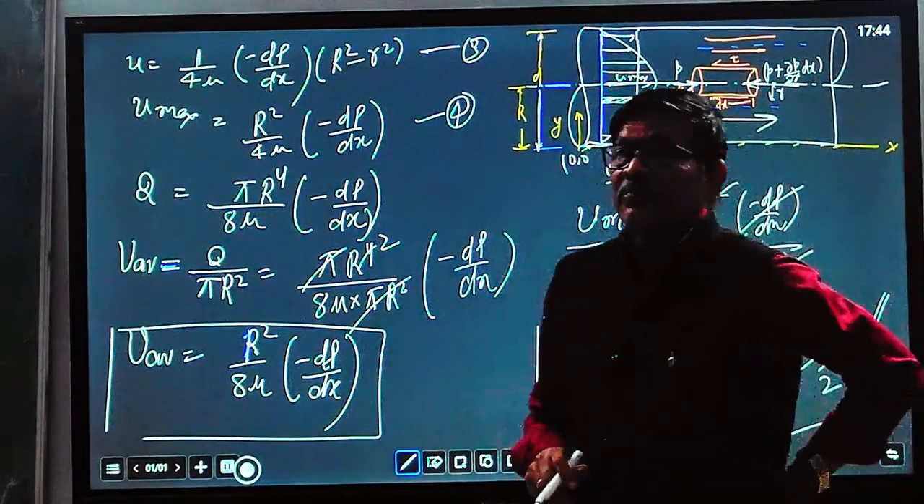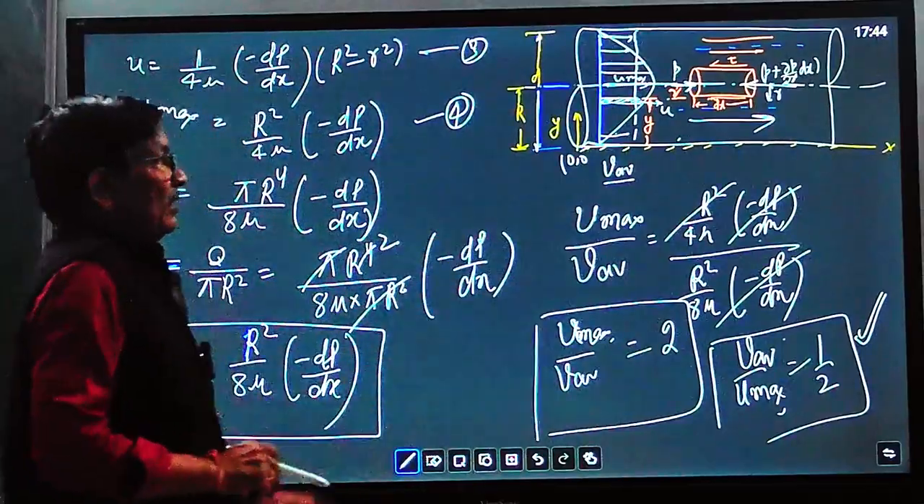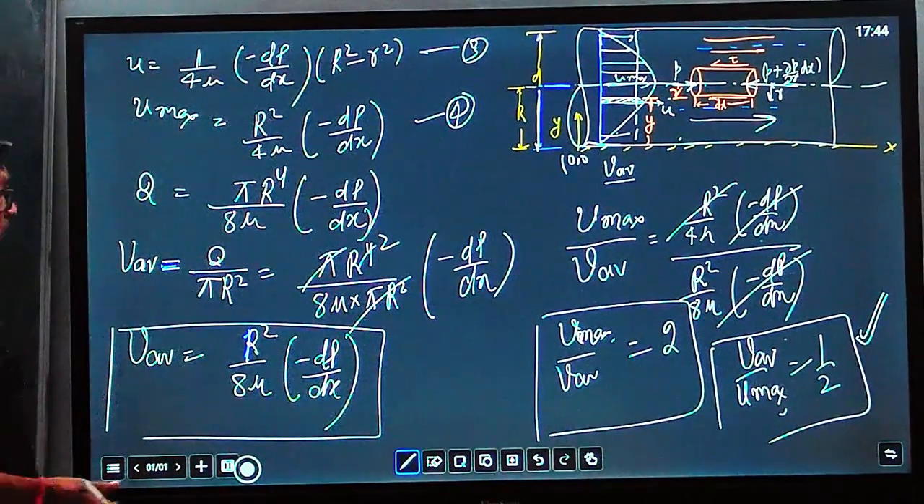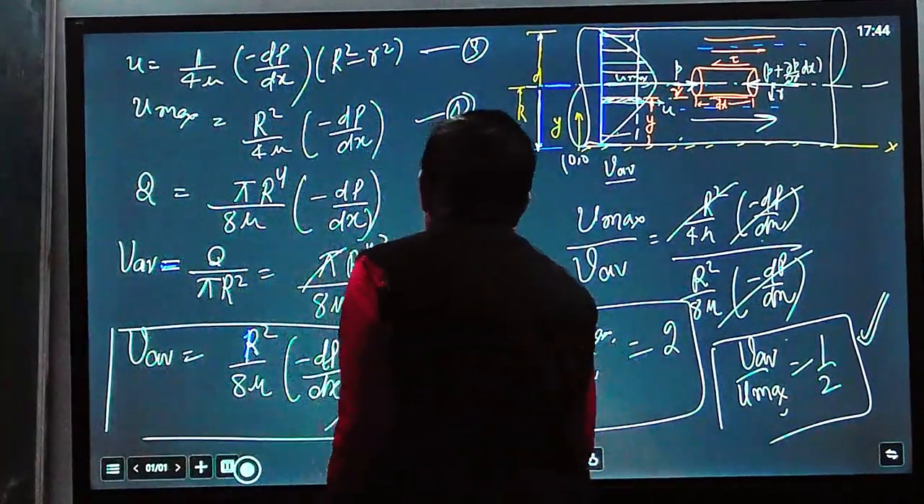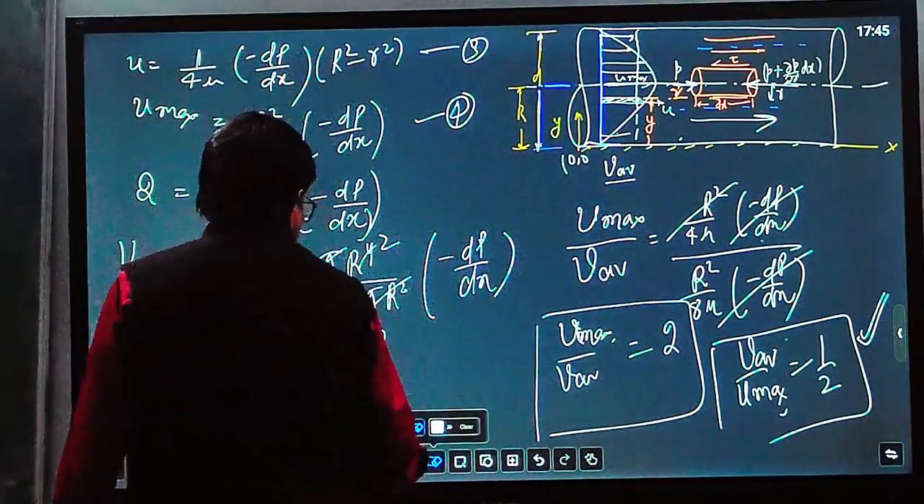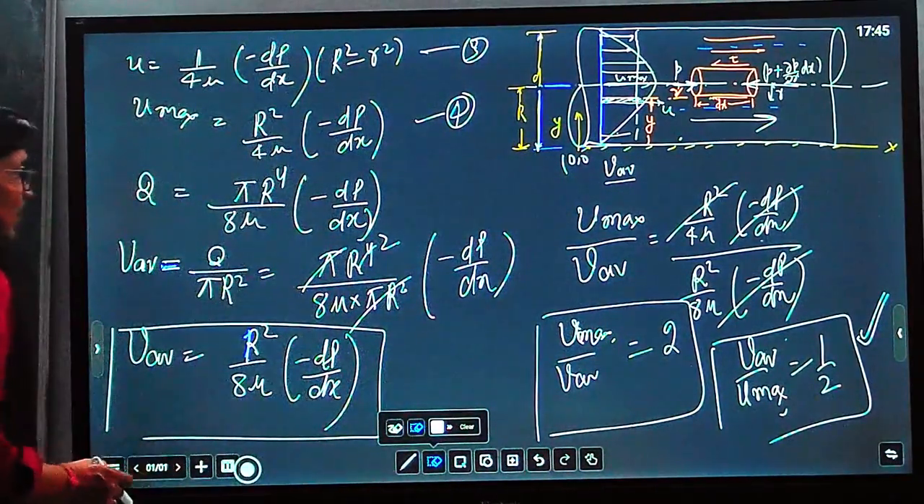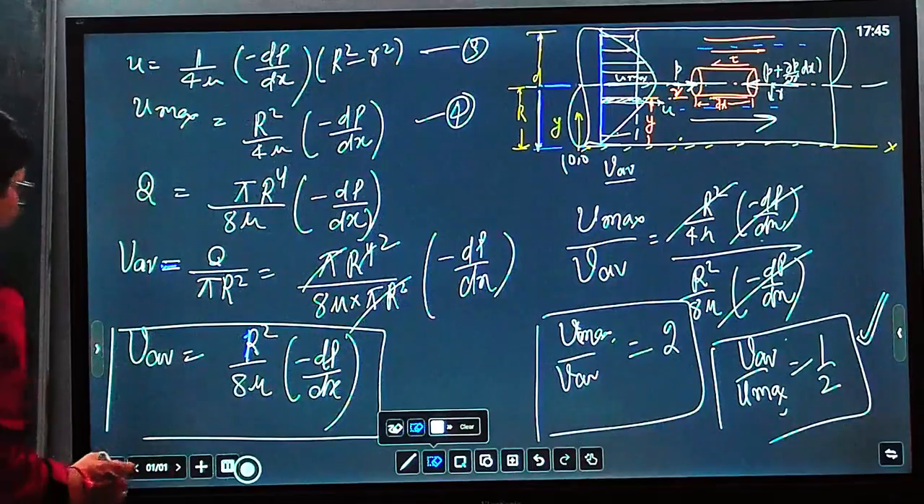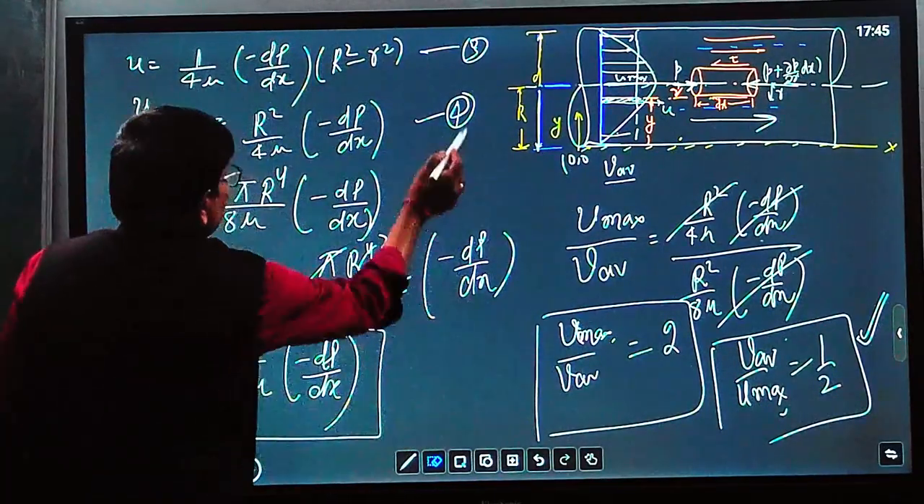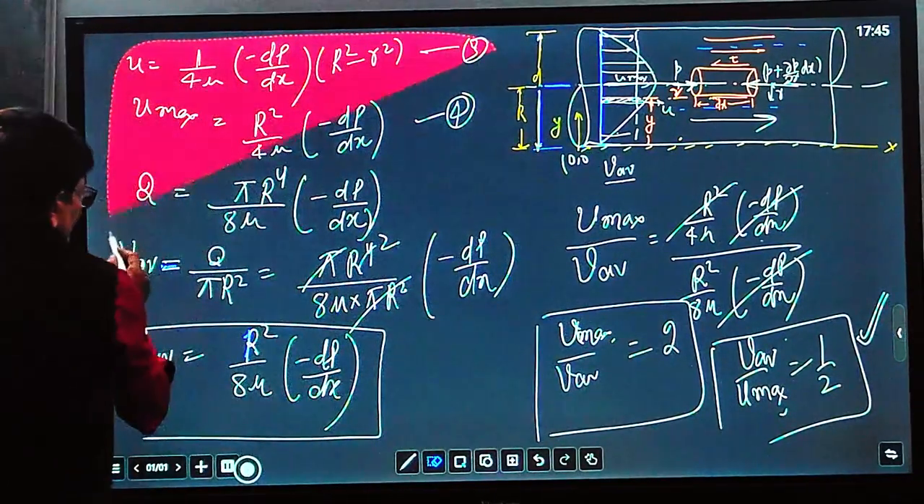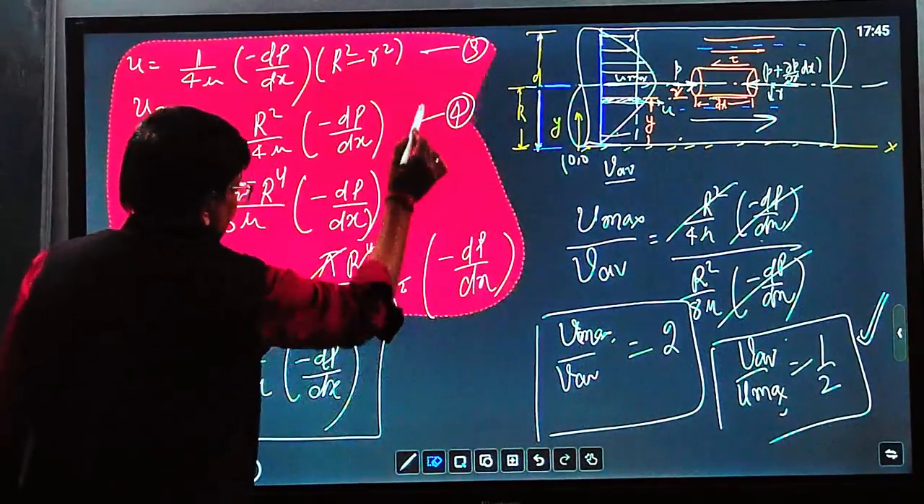This is one of the most important observations of this calculation. Again, now we have to find the pressure gradient. What is the pressure gradient? It means the pressure loss. So by using the average velocity, which we already have, we can find the pressure gradient.